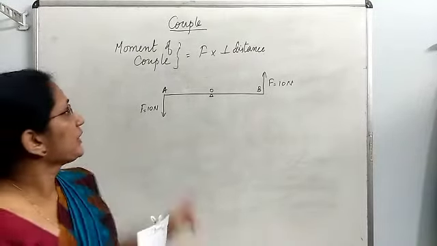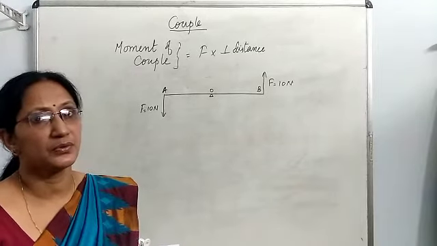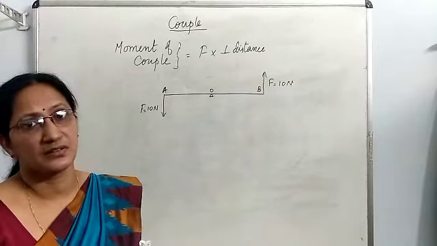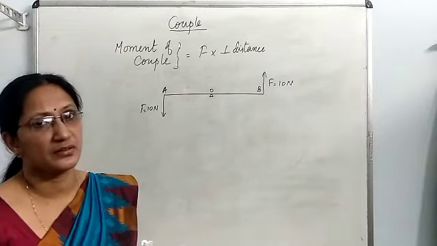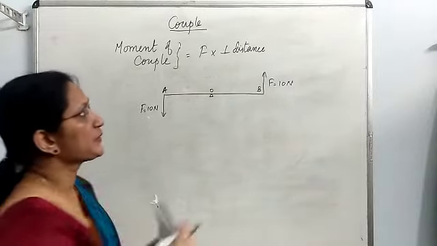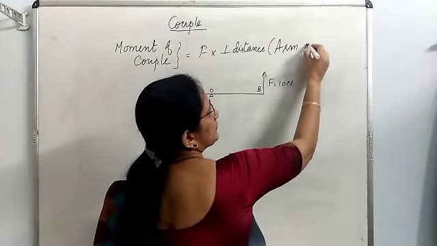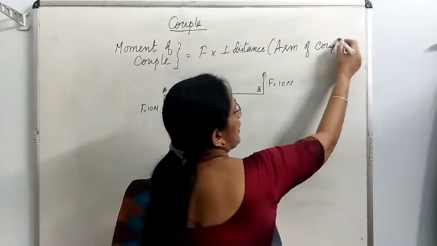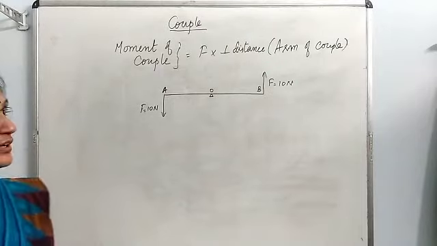And how to find the moment of a couple? The formula is force into perpendicular distance. Here the perpendicular distance is AB. This perpendicular distance is also called the arm of the couple. So let us solve a numerical.